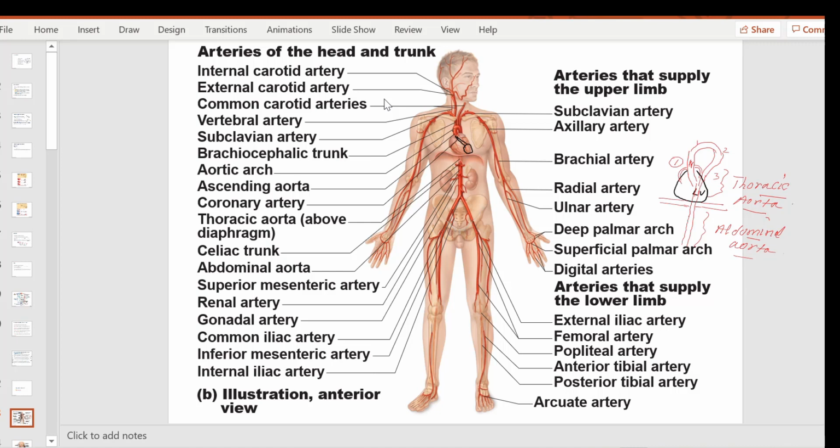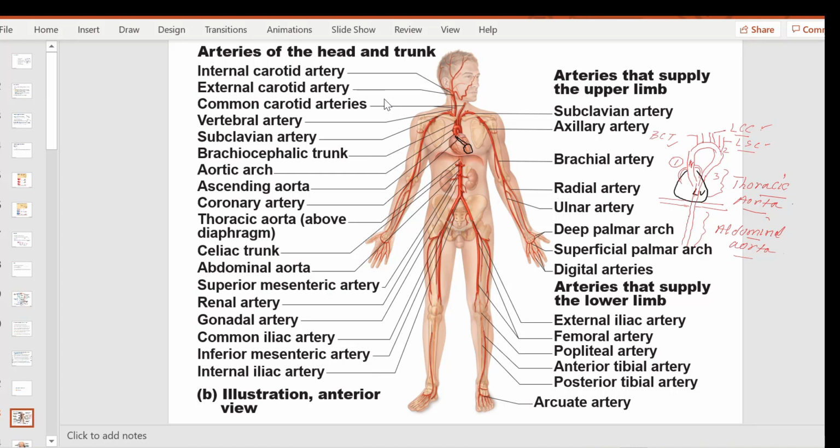Then from the aortic arch, three arteries arise. What are those three arteries? The first one is called the brachiocephalic trunk, and then the middle one is the left common carotid artery, and the third one, the leftmost one, is the left subclavian artery. So brachiocephalic trunk, left common carotid, and left subclavian. So you got left common carotid and left subclavian.